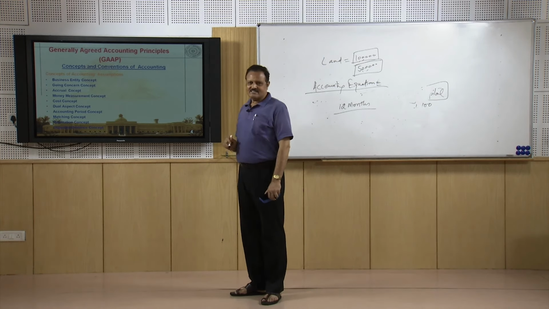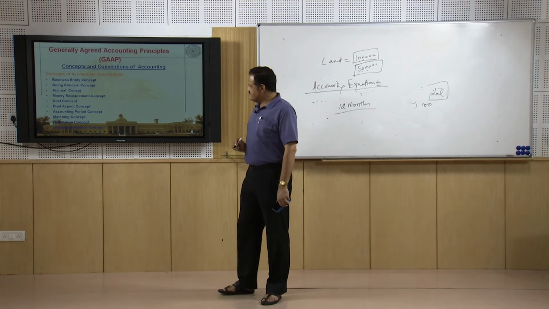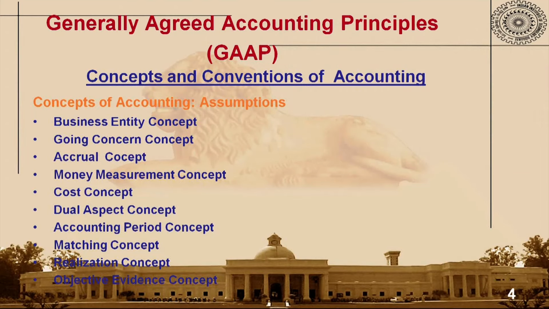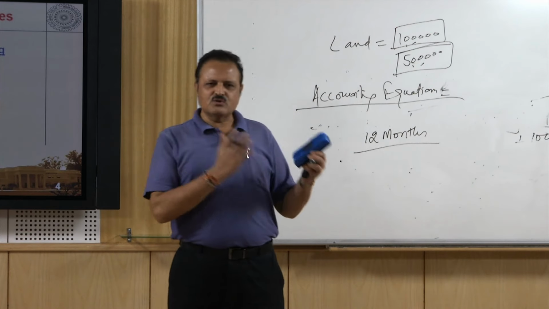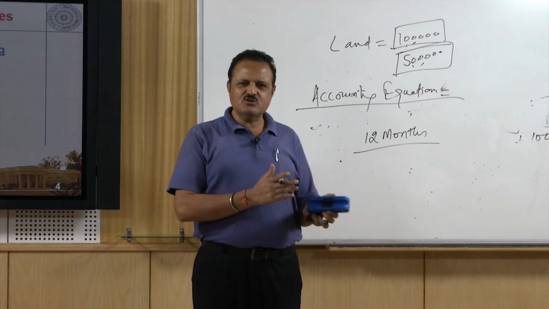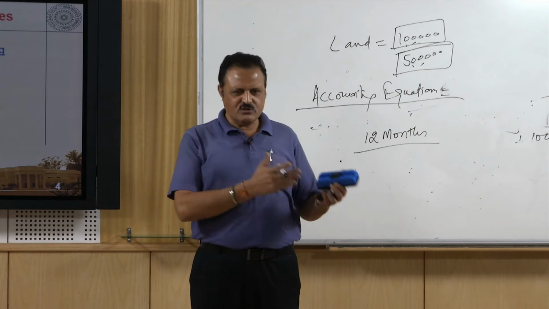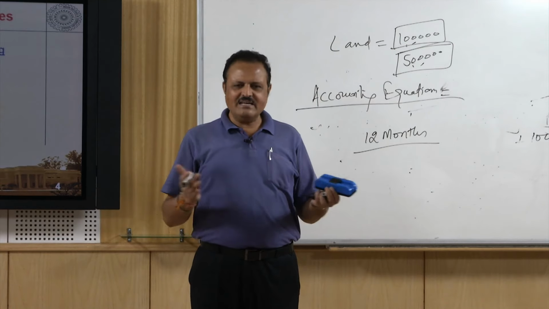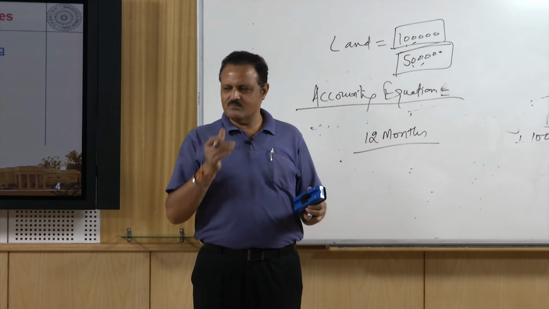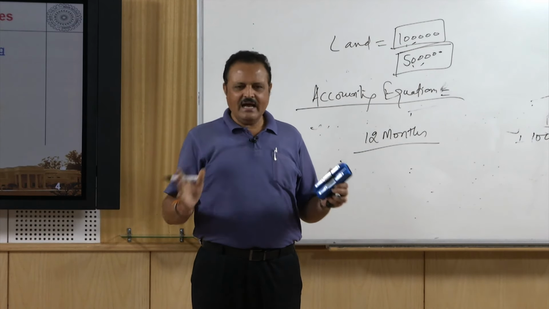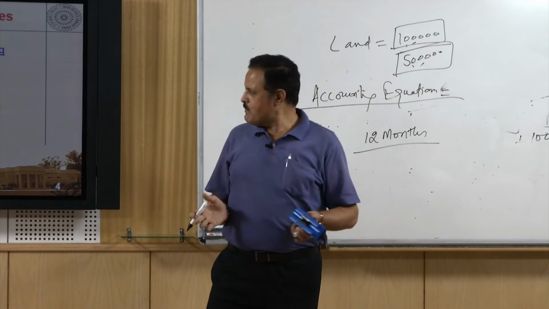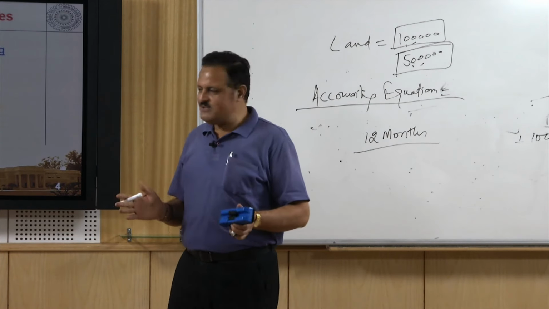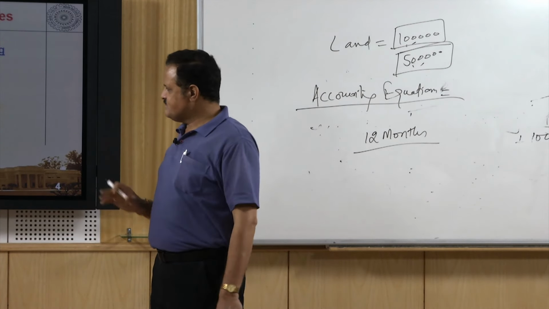Then we have the matching concept. Matching concept is again like the two sides. Liabilities should be equal to the assets, or assets should be equal to the liabilities. So, we will have to match it, balancing both the sides, both the things at one point of time, and whatever is there, both the sides are matching with each other, that we will have to ensure.